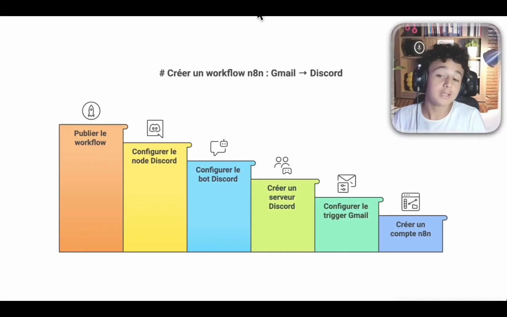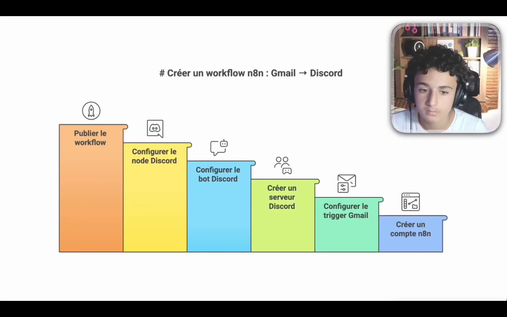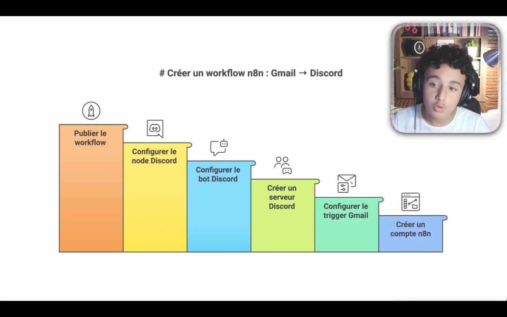So here's our training plan. To create an N8N Gmail Discord workflow, there are 6 steps. First, you need to create an N8N account, which is right here on the cloud, so the workflow runs 24/7. Now the second step, configure the Gmail trigger, which will start our workflow. The third step is to create a Discord server. Fourth step, set up the Discord bot, which allows N8N to communicate with Discord. Fifth step is to configure our Discord. And the sixth and final step is to publish the workflow.